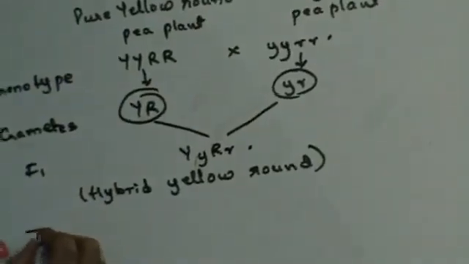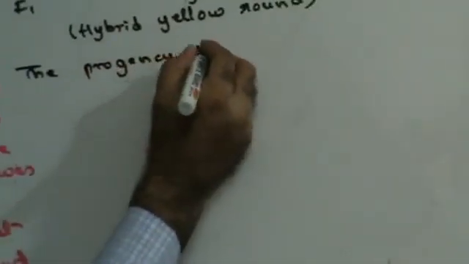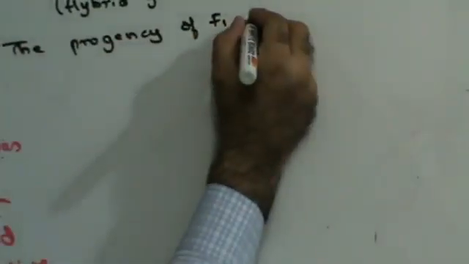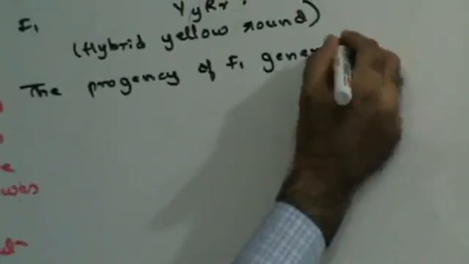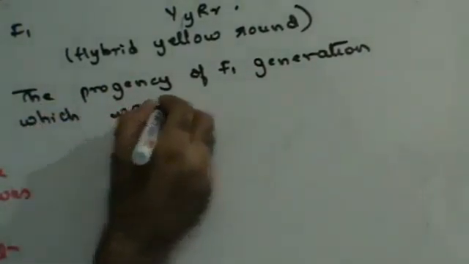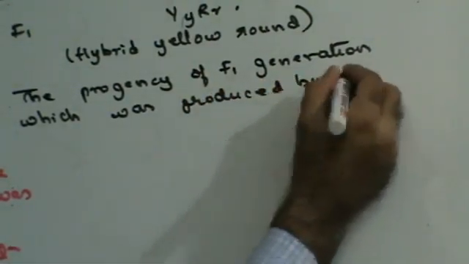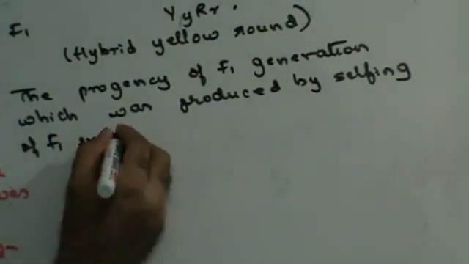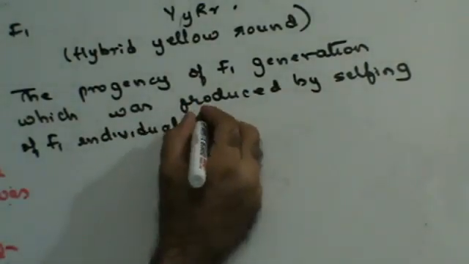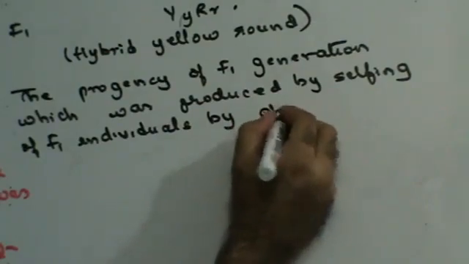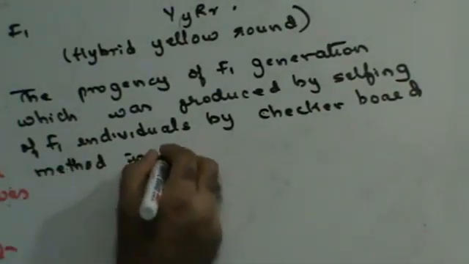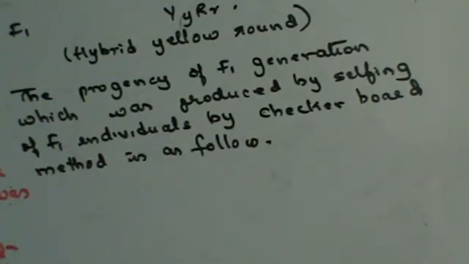The progeny of the F1 generation, which was produced by selfing of F1 individuals, by the checkerboard method is as follows. You need to have a checkerboard.